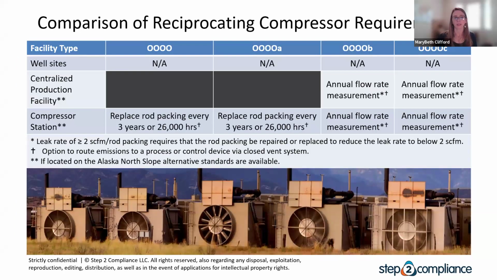And then similarly with reciprocating compressors, some big differences between the Quad OA, where you replaced your rod packing every 3 years or every 26,000 hours, to now you are either going to take an annual flow rate measurement to establish that you are leaking below 2 scfm per rod packing, or you can route those emissions to a process or a control device and avoid doing the flow rate measurement.